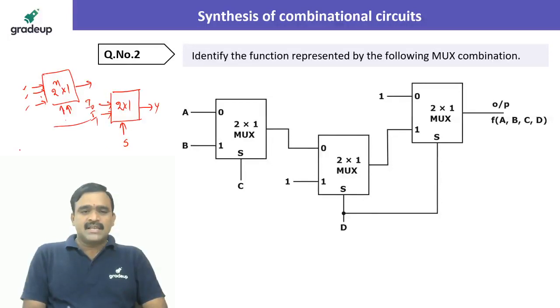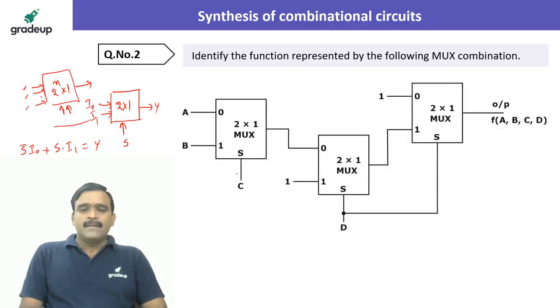Output Y depends on the selection line. If the selection line is 0, that is S bar, so I0 will be taken. If the selection line is 1, that is S value 1, then I1 will be taken. So Y is equal to S bar I0 plus S I1. So if S is 0, Y is equal to I0. When S is 1, Y is equal to I1. So that is what the selection does.